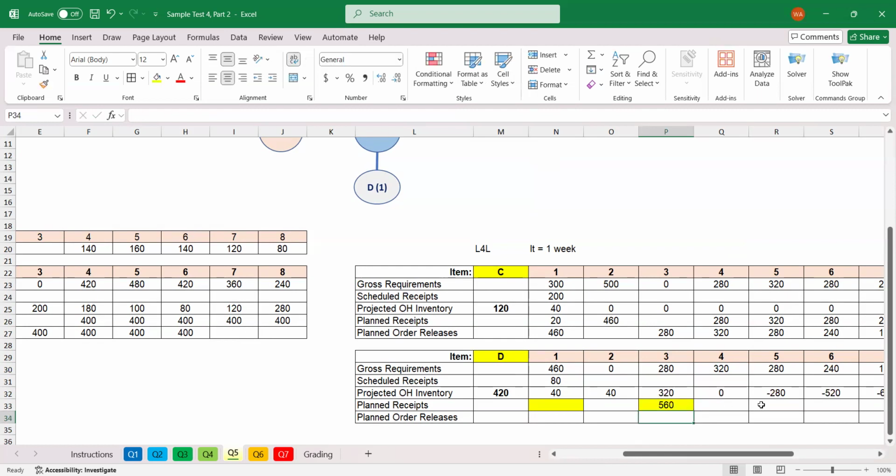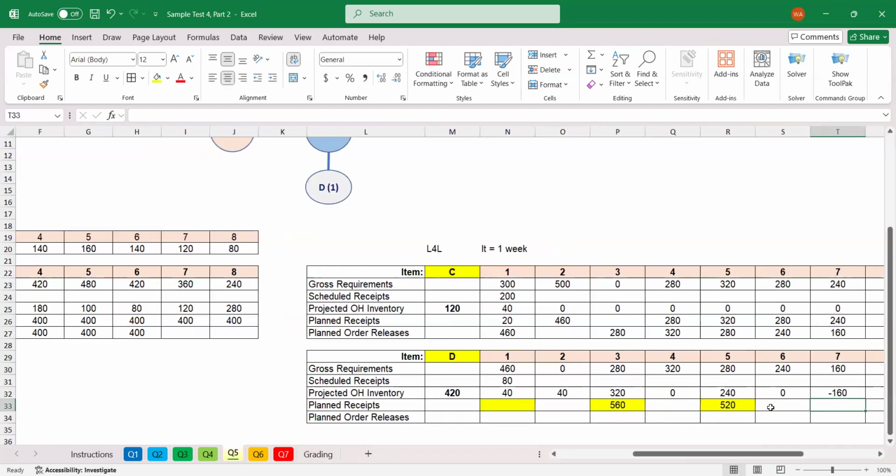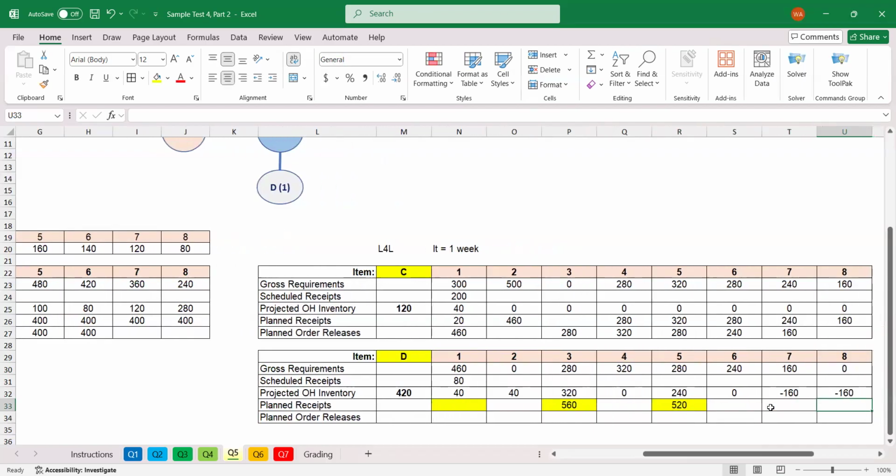Okay, and then I go to 2 weeks later. I'll again look to see how much I need to get us through the next 2 weeks. I need 520 to get us through the next 2 weeks. And then I'll move on to week 7. And again, here I'm going to need to order 160 to get me through the next 2 weeks.